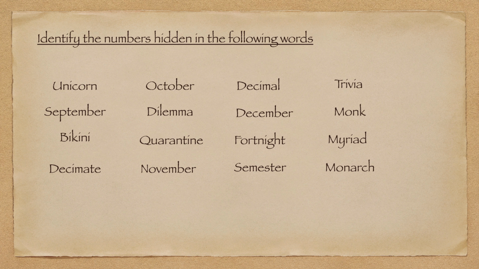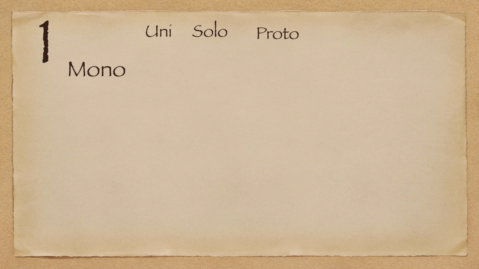Okay. So let's start with the number 1. The number 1 in Greek and Latin roots is represented by mono, uni, solo, and proto. Let's start with mono first. We said we look at the connection between the monk and a monarch, and the connection is the number 1.